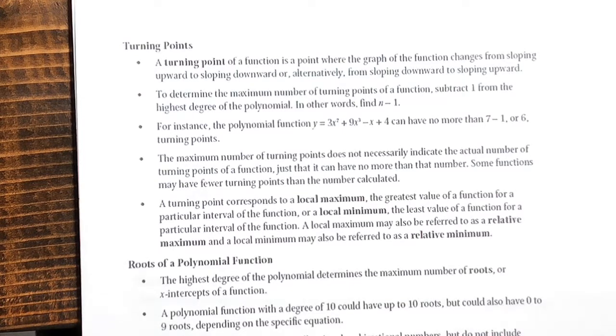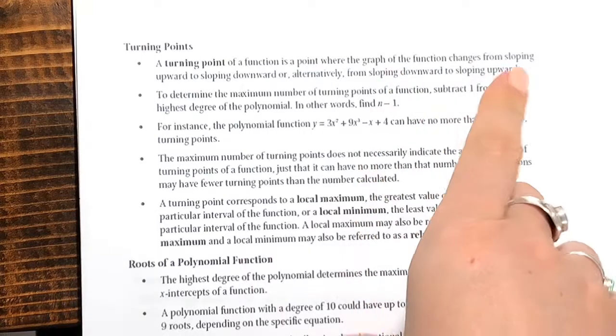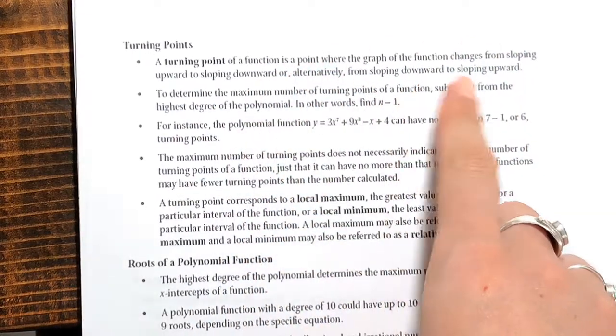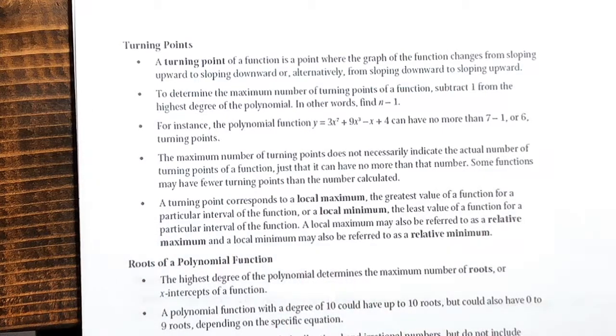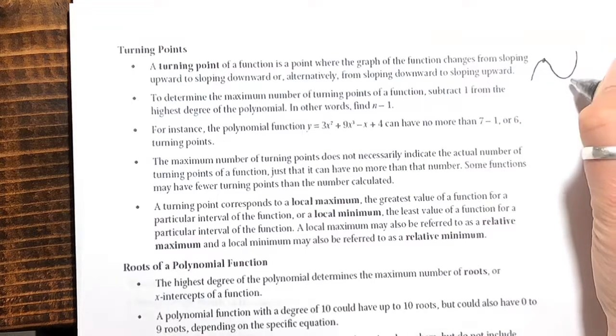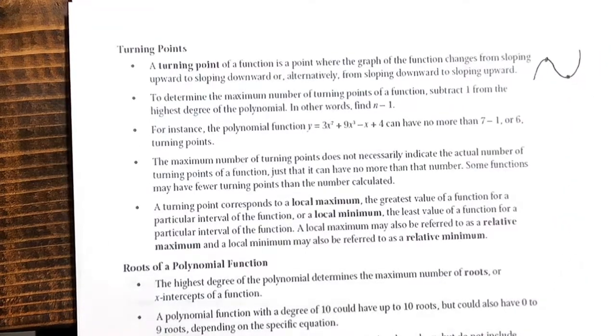So a turning point of a function is a point where the graph of the function changes from sloping up to sloping down, or the opposite, sloping down to sloping up. So it's literally where your graph is going to be turning. Here would be a turning point, and here would be a turning point. Pretty straightforward. To tell how many turning points you have without actually seeing a picture of the graph, you can tell this just based off of the formula.